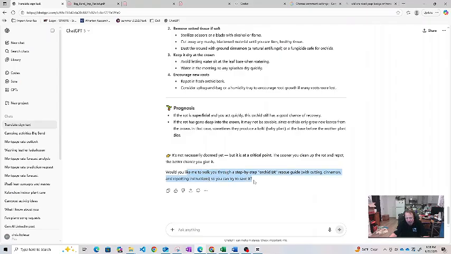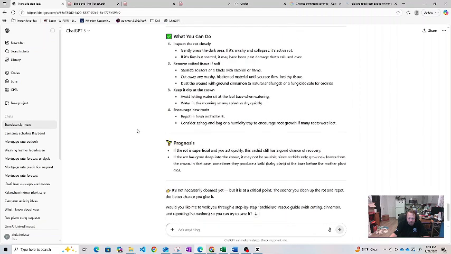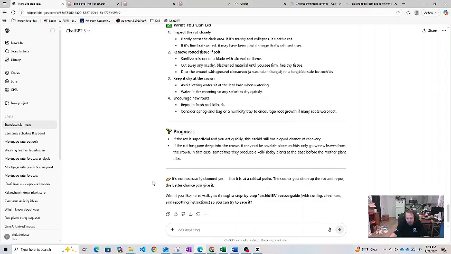So, it does come down here. Do you want a step-by-step orchid ER rescue guide with cutting, cinnamon, and repotting instructions? So it can give me a step-by-step guide of the things that we talked about here, what its diagnosis is, what its proposed solution is, and how to work on it.